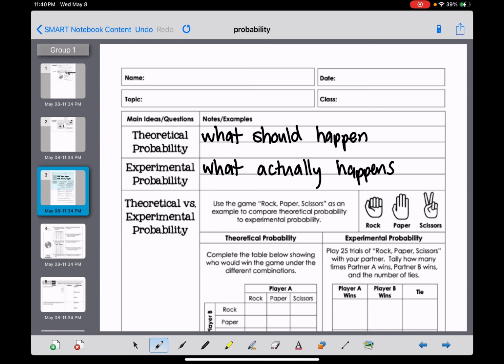If they're telling you, like, what's the probability of something occurring, that's a theoretical. But if they give you a set of data to use, then that's the experimental probability. So just keep that in mind when you're answering these questions.